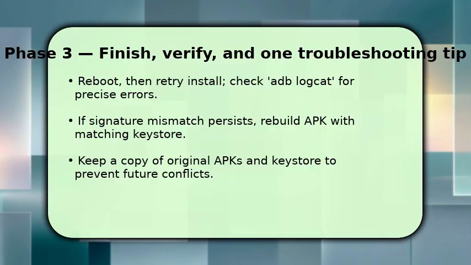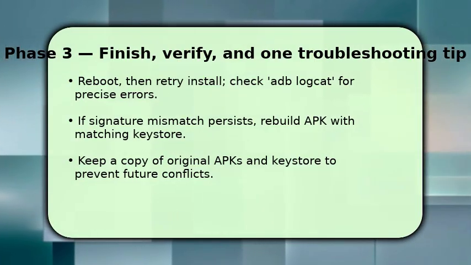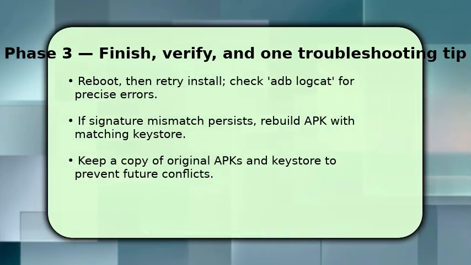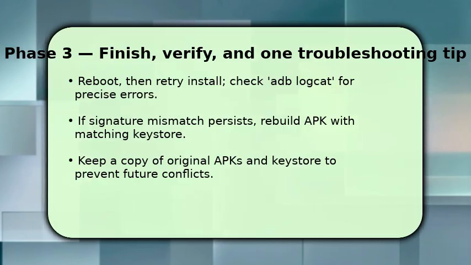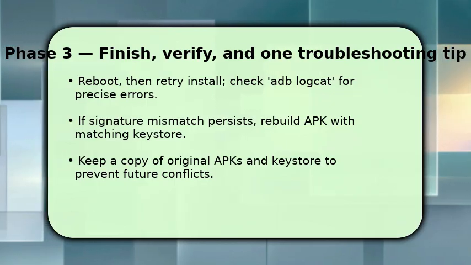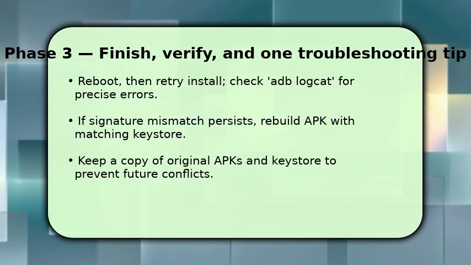Finish by rebooting and attempting installation. If it still fails, inspect adb logcat for package manager errors to know why. If the log shows signature mismatch, rebuild the APK using the original keystore or resign both apps with the same key. This is why signing matters. If you can't sign, uninstall the conflicting package fully and reinstall.